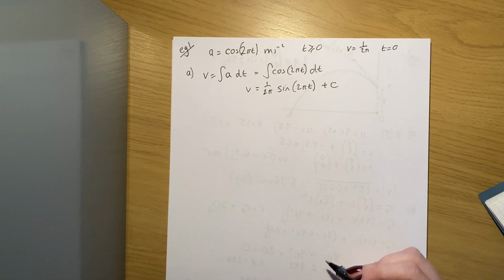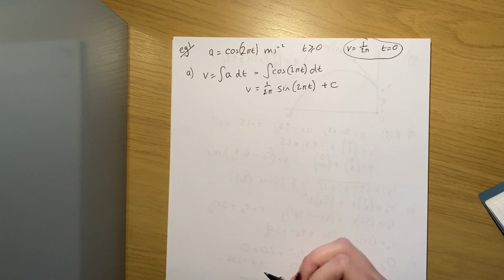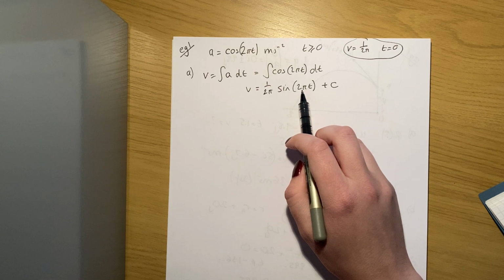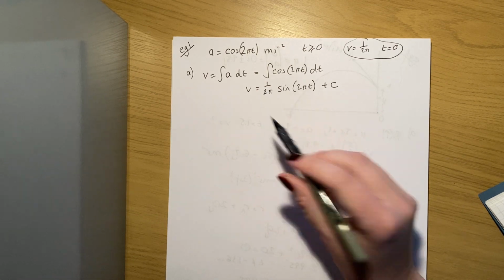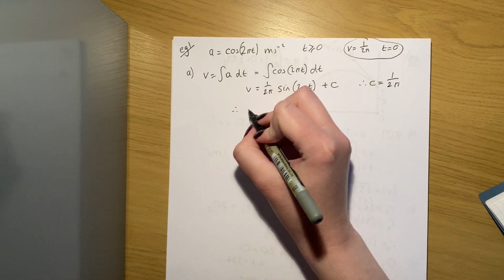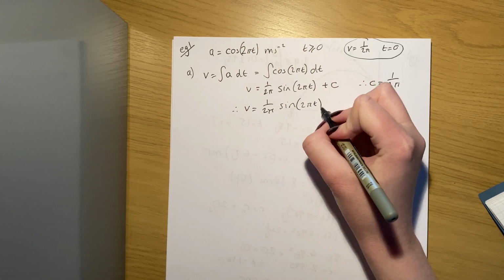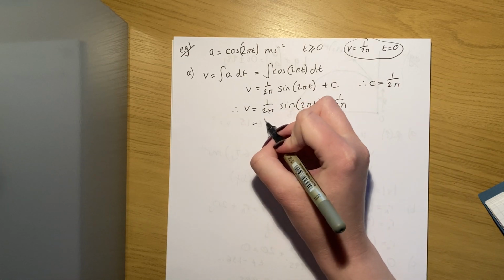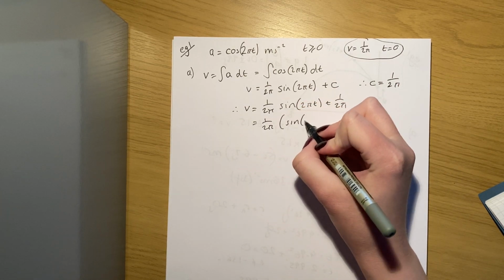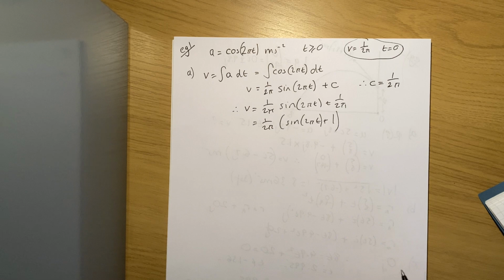Now we know that v is equal to 1 over 2 pi when t is 0. Sine of 0 is 0, so this whole term will be 0, so therefore c is 1 over 2 pi. So therefore v is 1 over 2 pi sine 2 pi t plus 1 over 2 pi. I am going to factorise it because I just think that's easier to write rather than writing 1 over 2 pi twice. But that would be an acceptable answer. So that is our expression, and that is metres per second.